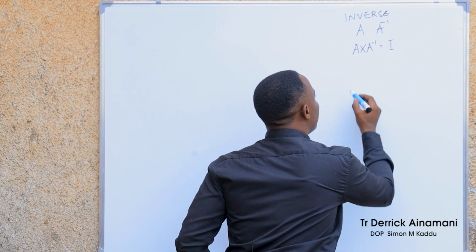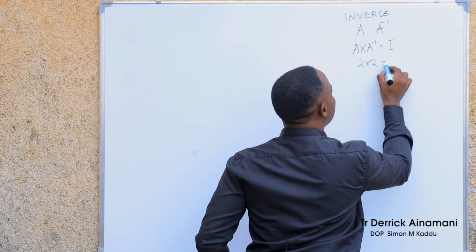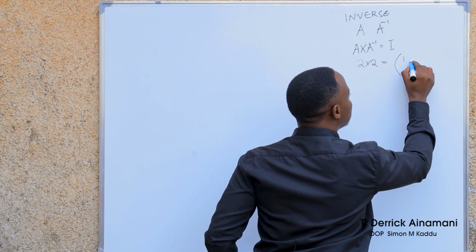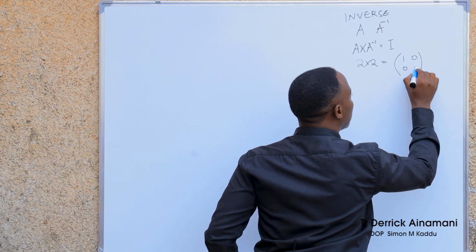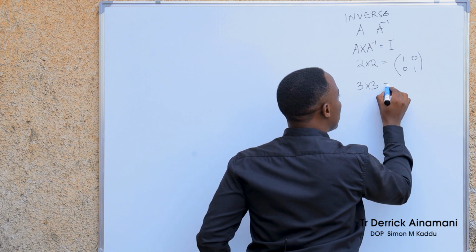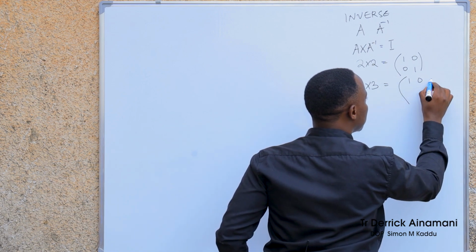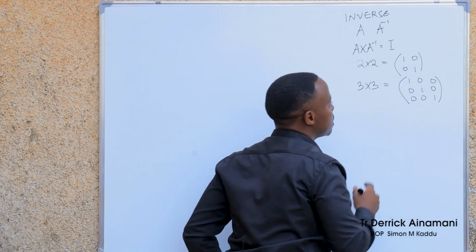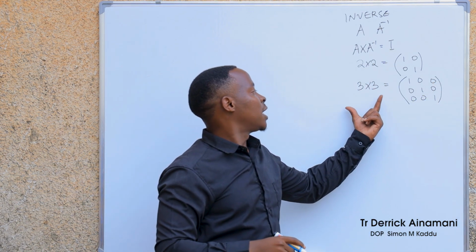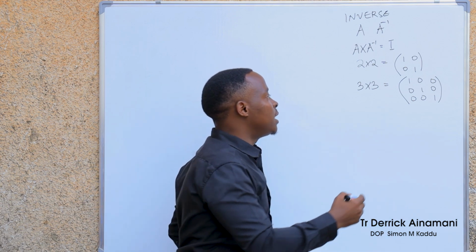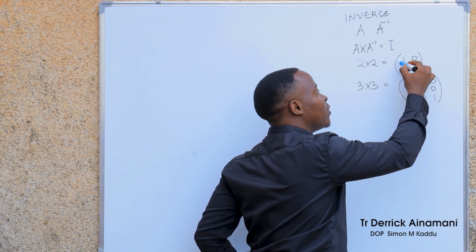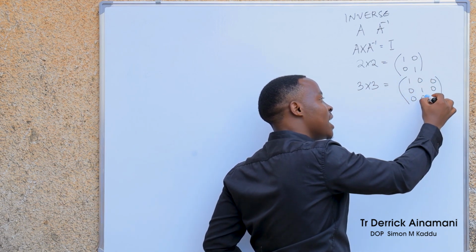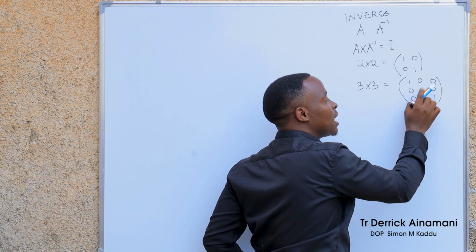For example, a 2 by 2 identity would be written as 1, 0, 0, 1. A 3 by 3 would be written as 1, 0, 0, 0, 1, 0, 0, 0, 1. This is a 3 by 3 identity matrix. This here is the leading diagonal and these are the other diagonals. Now this one also here is the leading diagonal and these are the other diagonals.